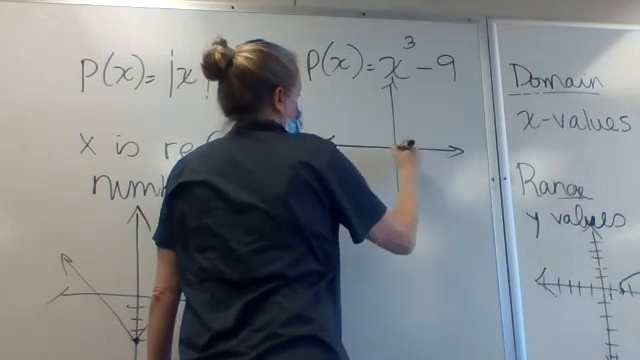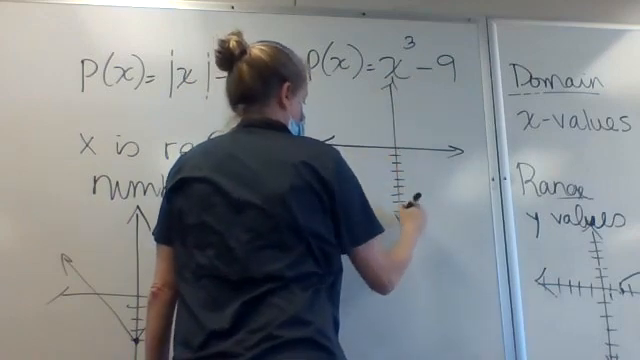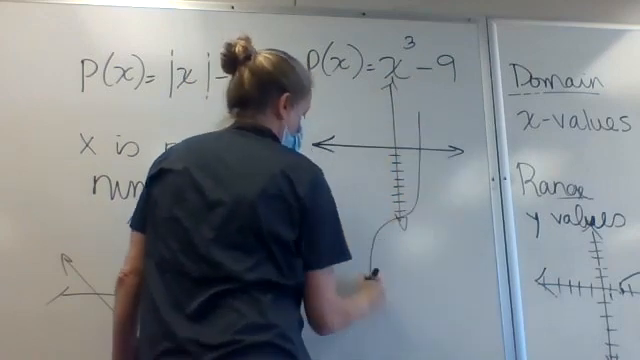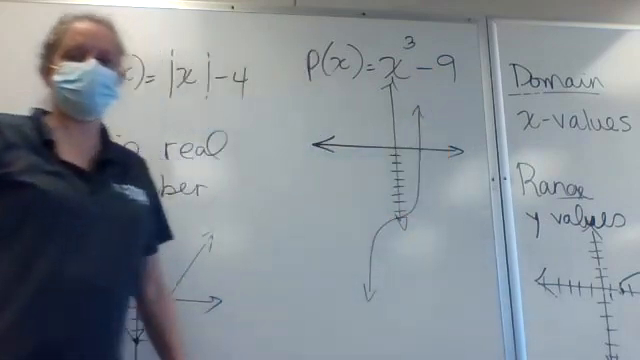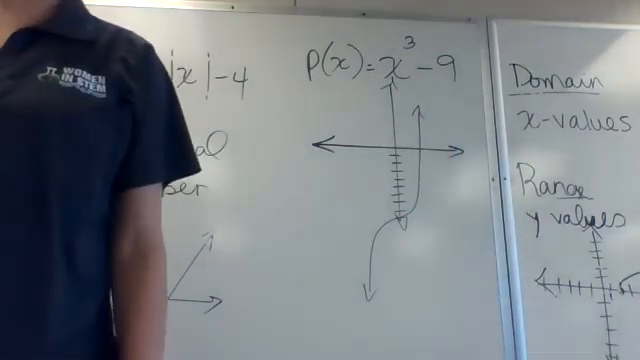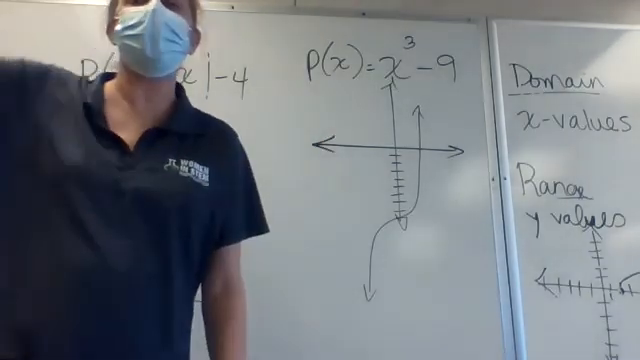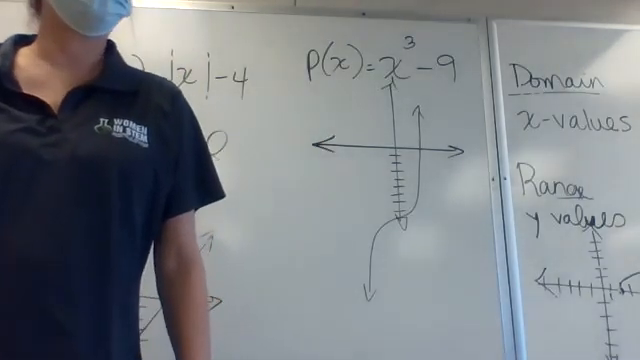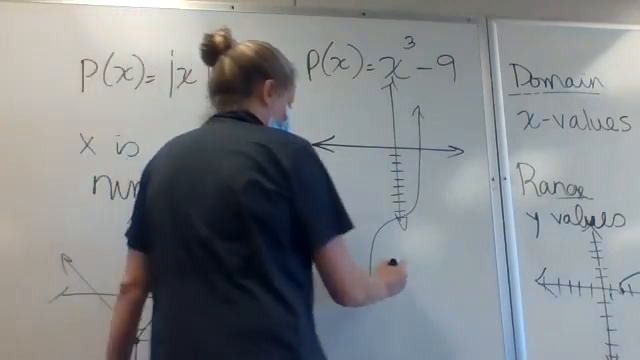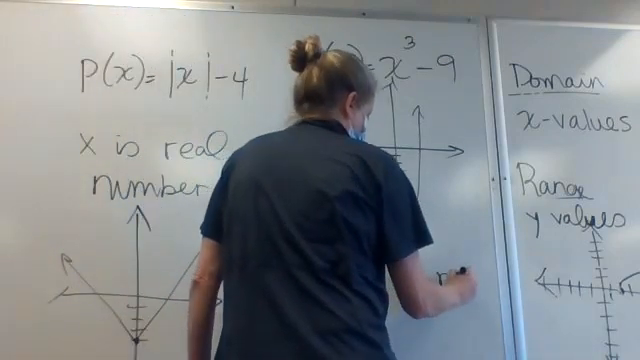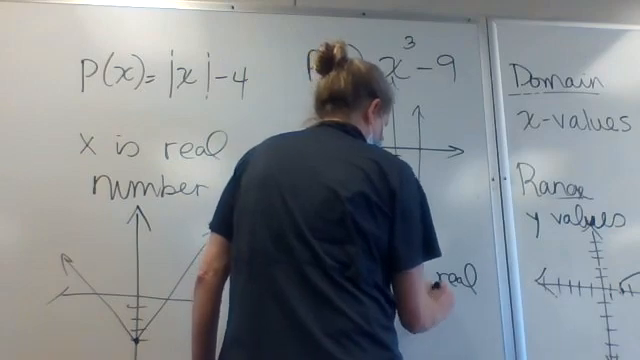And that squiggle shape, its domain and range are all real numbers, right? Because they go forever left and right for the domain and forever up and down for the range. So this one, X is a real number.